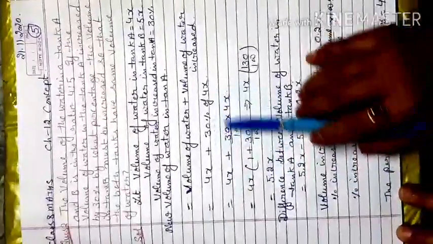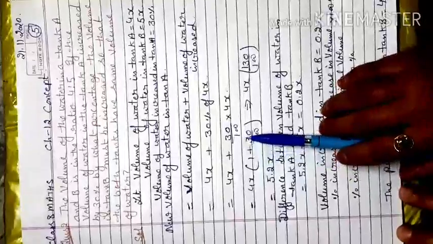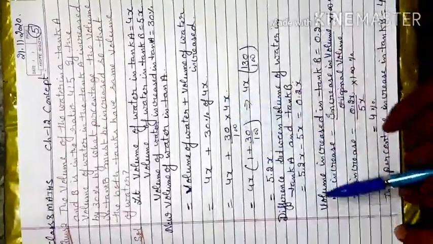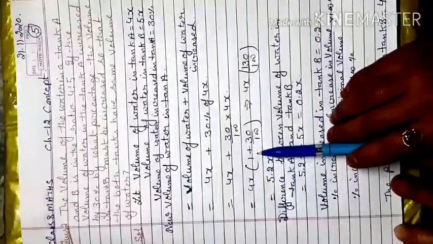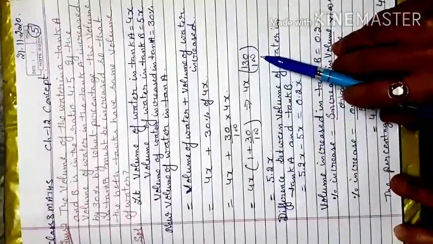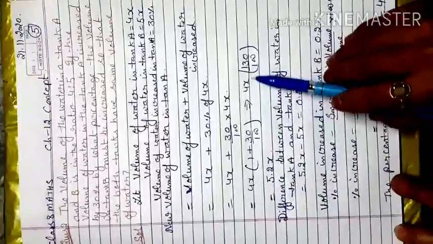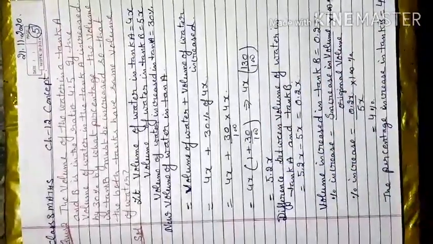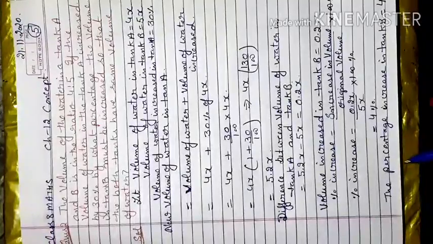4x plus 30% of 4x, 4x plus 30 by 100 into 4x, percentage changes into 100, of changes to multiply. Now when you take the LCM here, 100 plus 30 gives me 130 by 100 into 4x, and after multiplying and dividing we get 5.2x. 5.2x is the new volume of water in tank A.